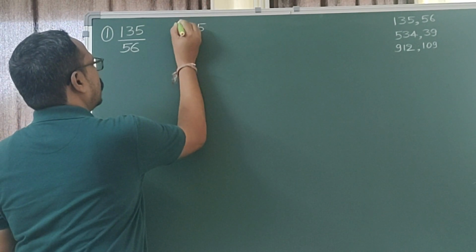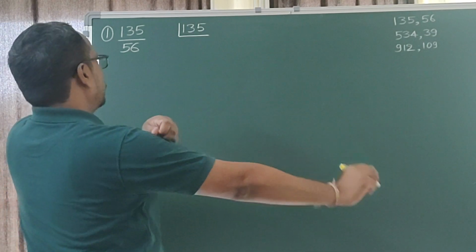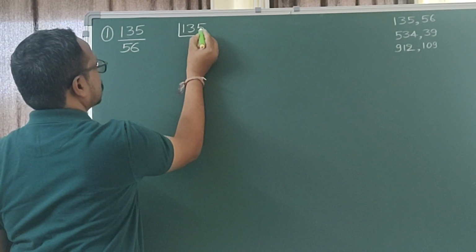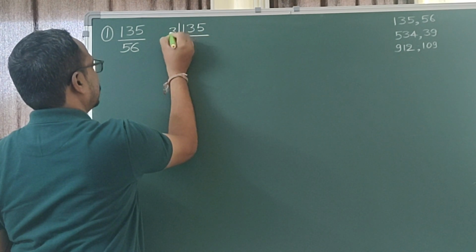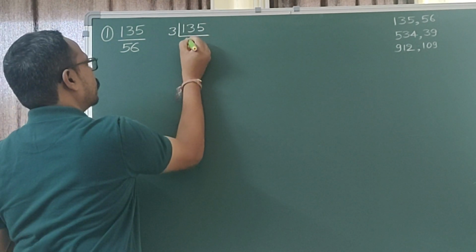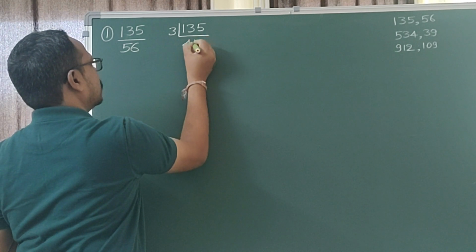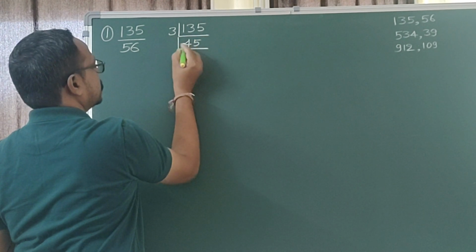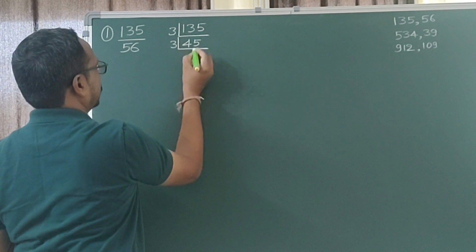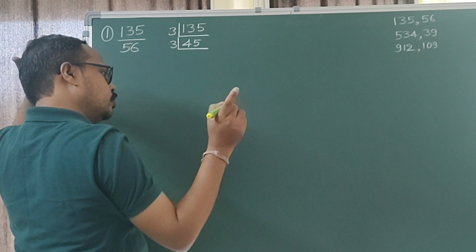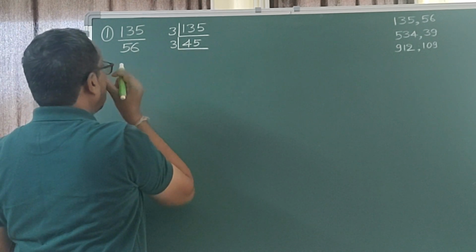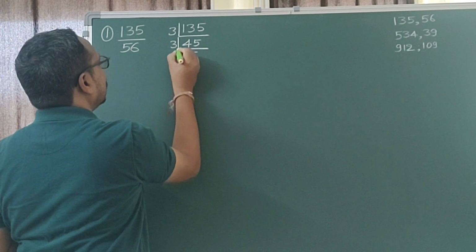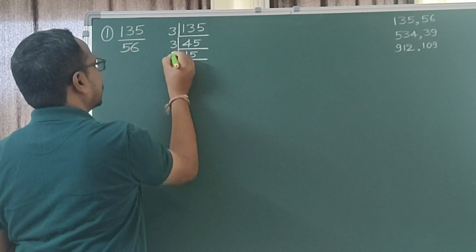You take 135. Can we prime factorize it with 2? No. You can do it with 3 because the sum of the digits is 9. It's a multiple of 3. So, 3 4s are 12, 3 5s are 15. So, again it is divisible by 3. 3 is a prime number, right? The smallest prime number is 2 followed by 3. So, again it is coming 15, right? And is it divisible by 3? Yes.